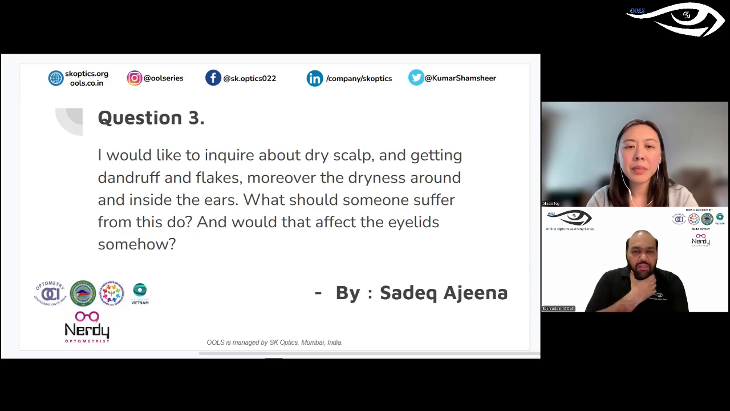Any advice? Would you want to recommend in terms of what they should do to maintain and make it better? Yeah. So for these sorts of patients, it sounds like it could be your presentation of seborrheic dermatitis. For that, I think I spoke about this earlier.